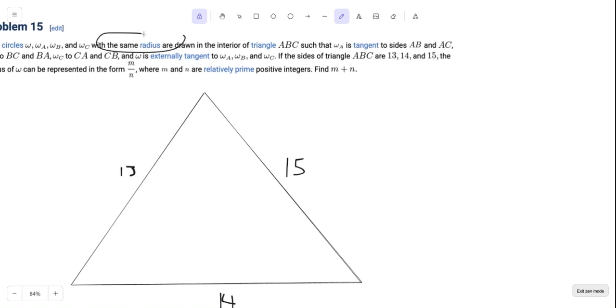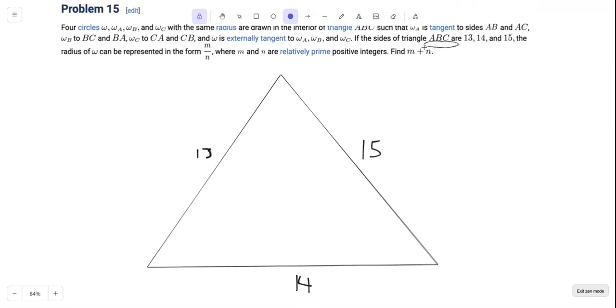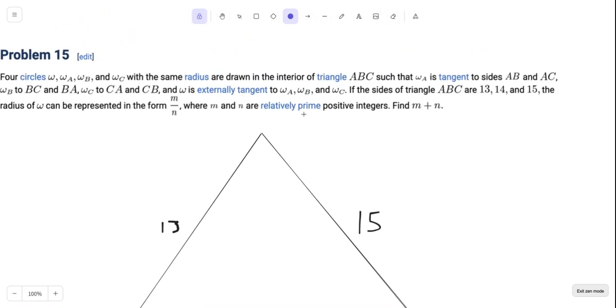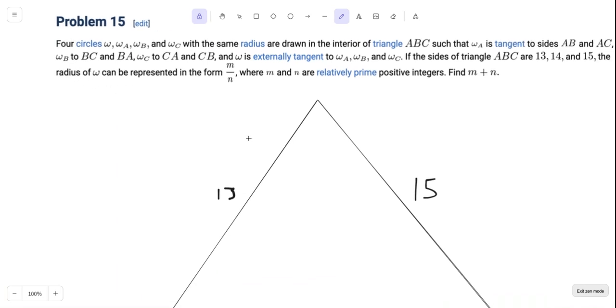Okay, the same radius, so these are congruent circles. And the sides are 13, 14, 15, which I drew right here. So it's asking us for the radius of omega, not circle, okay.